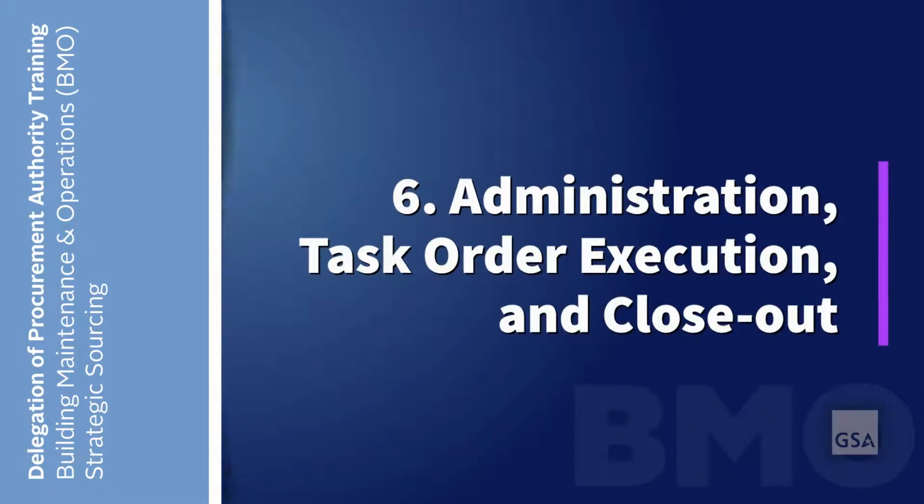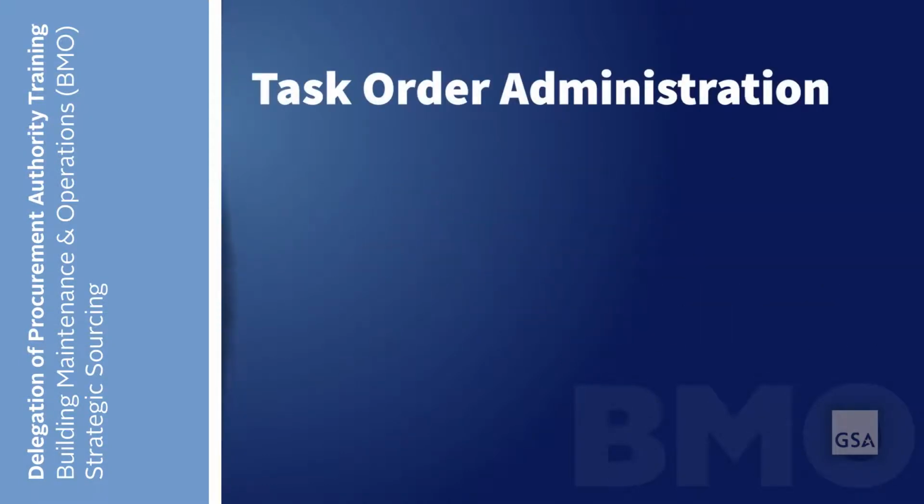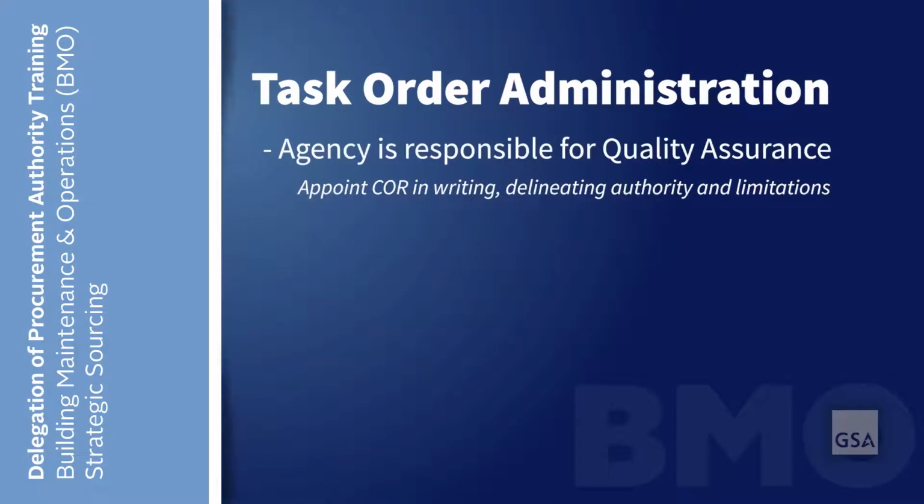Finally, we're on to the sixth broad phase of the ordering process, which is administration of the orders, execution of the work, and closeout of task orders. With regard to task order administration, the ordering agency is responsible for quality assurance at the task order level, so you may want to appoint a COR in writing, delineating authority and limitations.